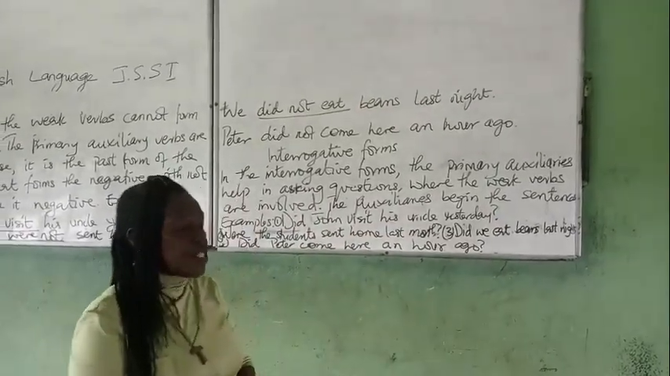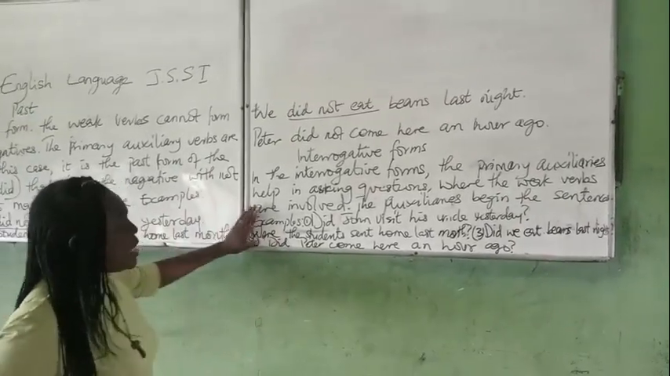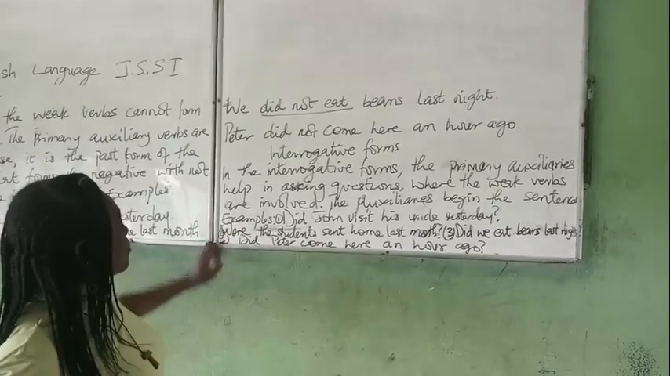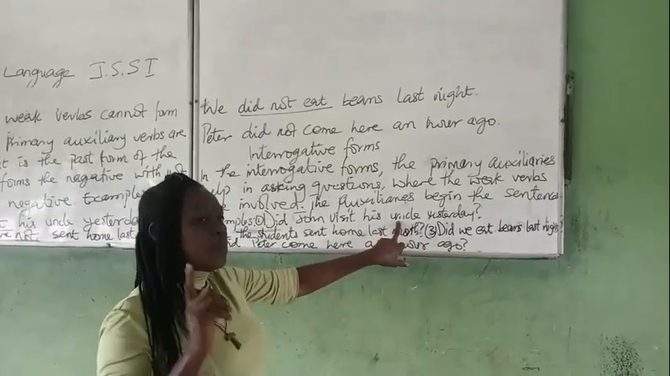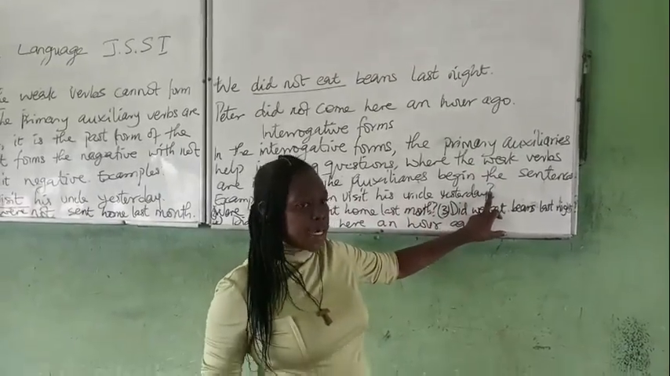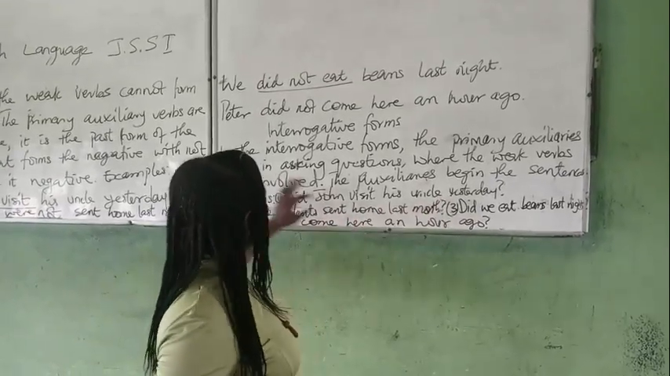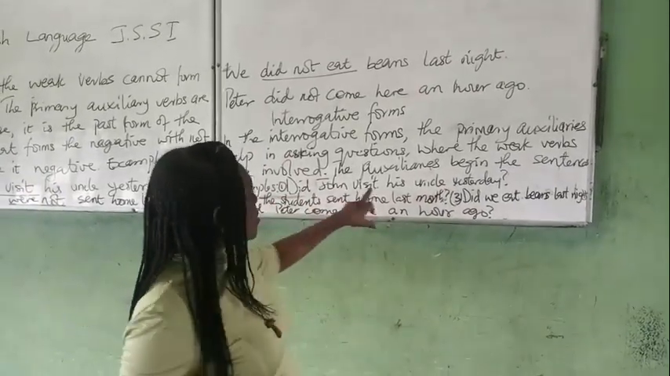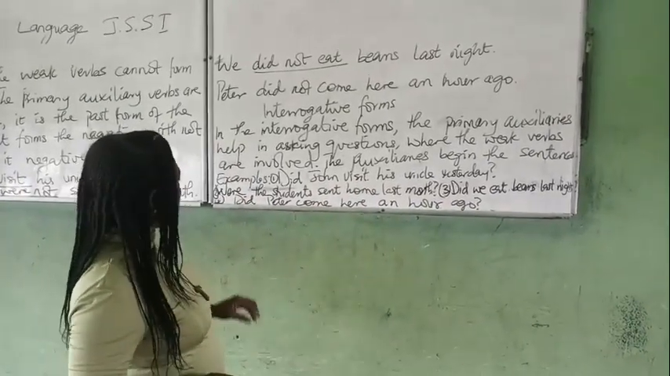It will not change. So you now have the same sentences I have, I'm turning them to questions. So I have, did John visit his uncle yesterday? Remember, to prove that you have a question, don't forget the question mark. So, did John visit his uncle yesterday? So you now have did again, visit. Were the students sent home last month?